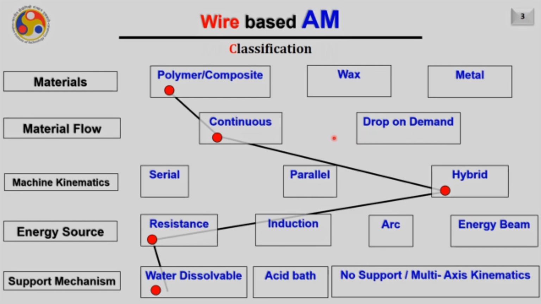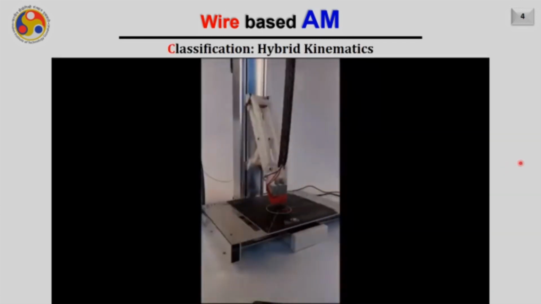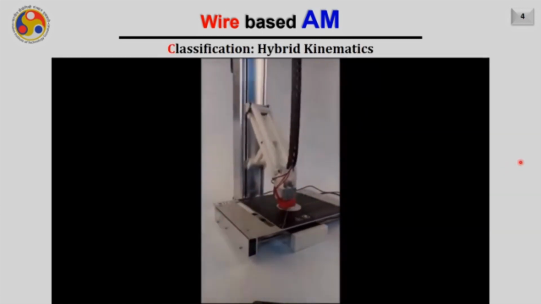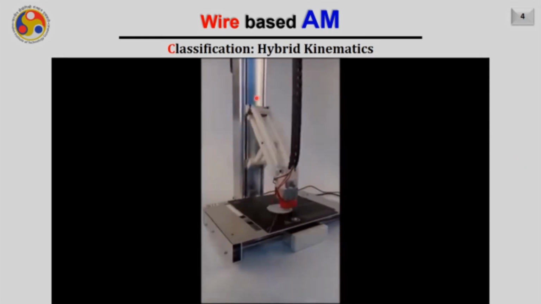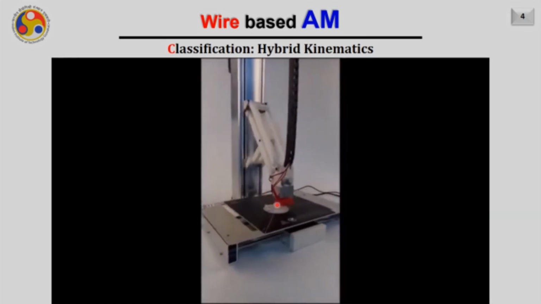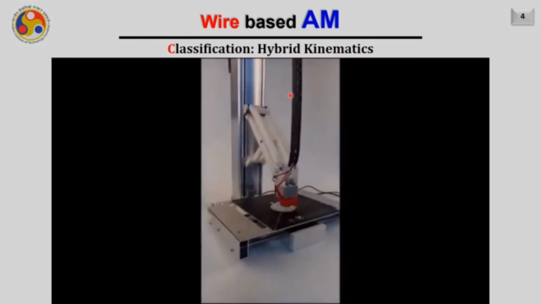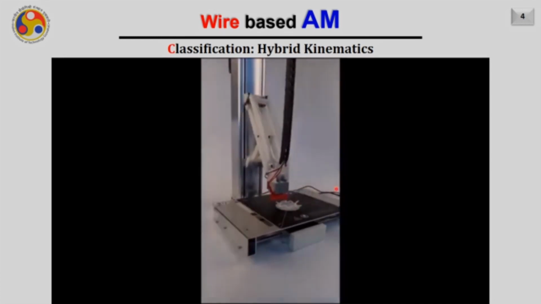Another classification of FDM is when the machine tool kinematics is neither serial nor parallel, but hybrid. Means it is a combination of serial and parallel kinematics. So such a machine is shown here, which is using a hybrid kinematics. Here, as you see carefully, this is the end effector, and this end effector is nothing but your liquefier. The wire is coming from this hose and depositing the material.